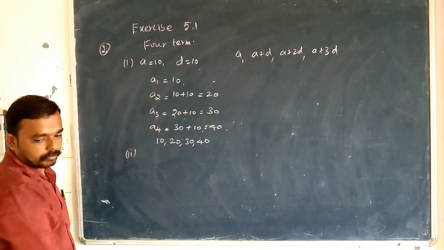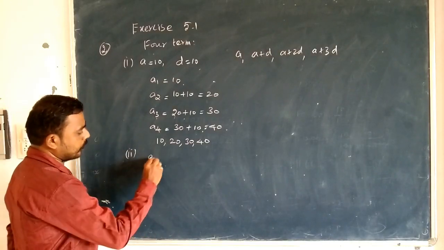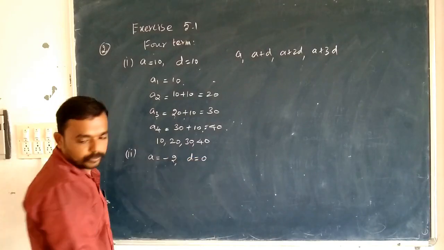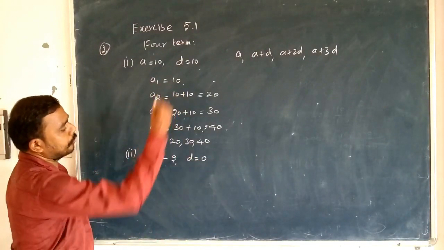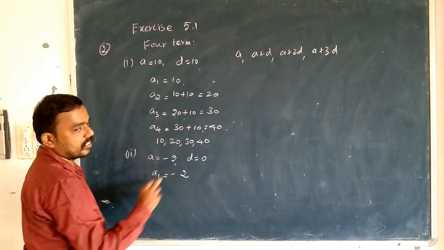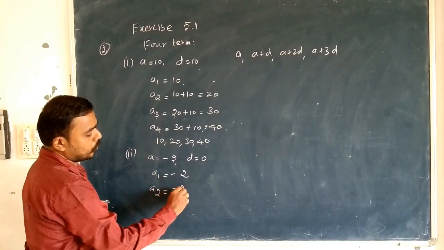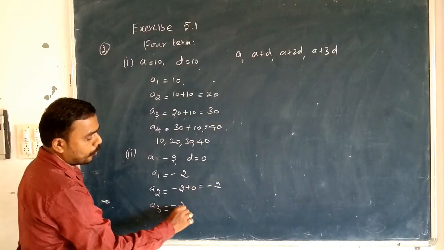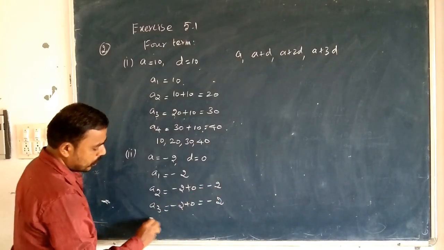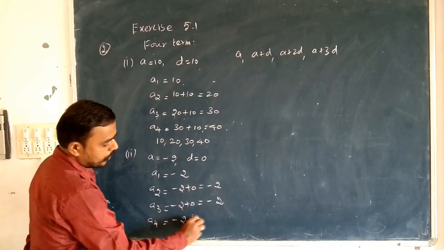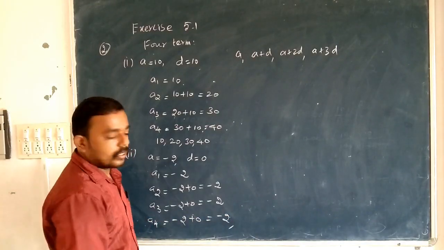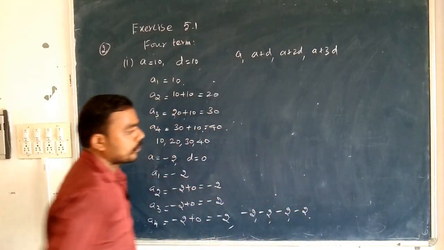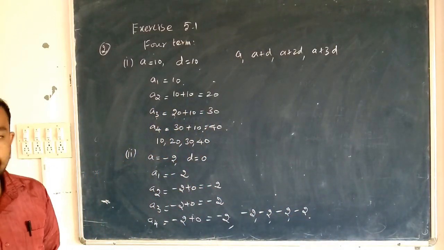Right. Second one, A equal to minus 2, D equal to 0. The same thing, A1 equal to minus 2, first term. A2 equal to minus 2 plus 0, that is minus 2. A3 equal to once again minus 2 plus 0 equal to minus 2. And A4 equal to once again minus 2 plus 0, once again minus 2. So therefore your answer: minus 2, minus 2, minus 2, minus 2. This is the first 4 terms of this.